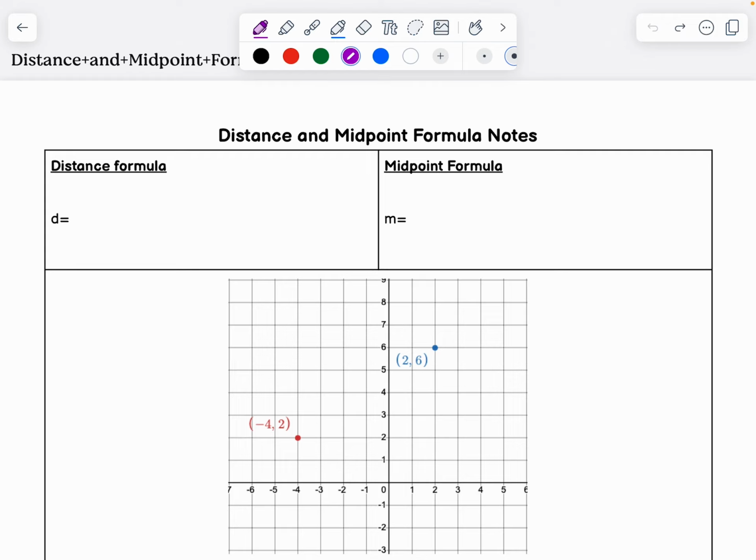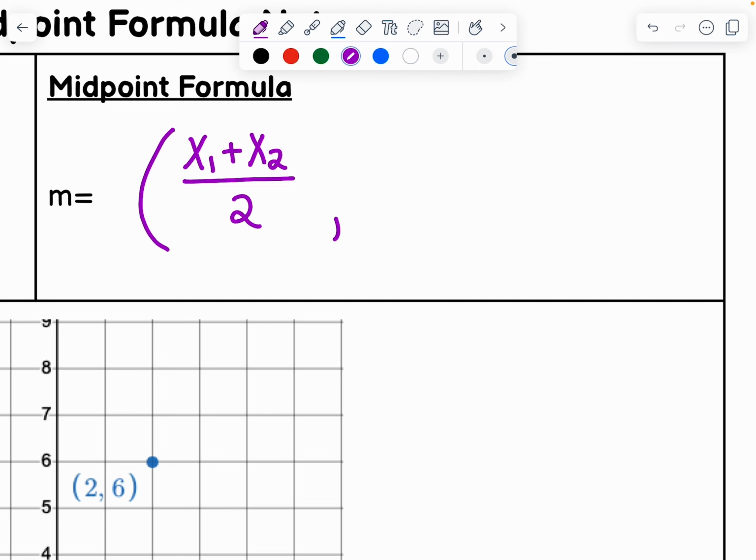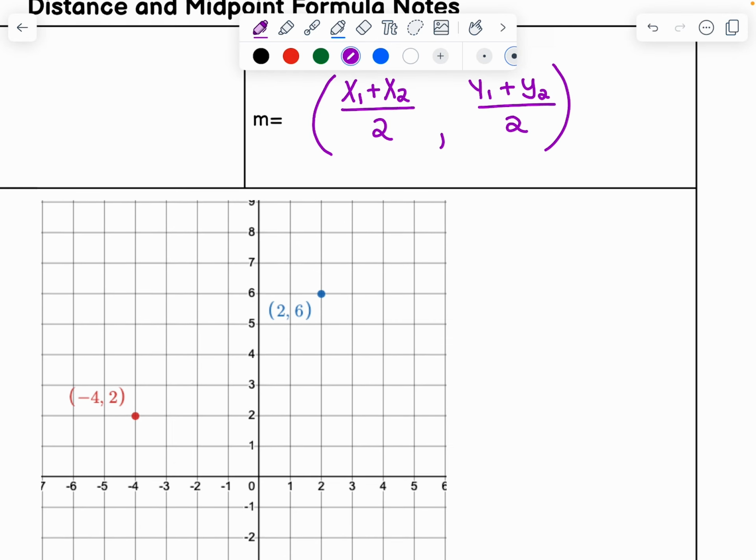So, let's begin. The midpoint formula looks like this. x1 plus x2 divided by 2. y1 plus y2 divided by 2. So this is our midpoint formula.